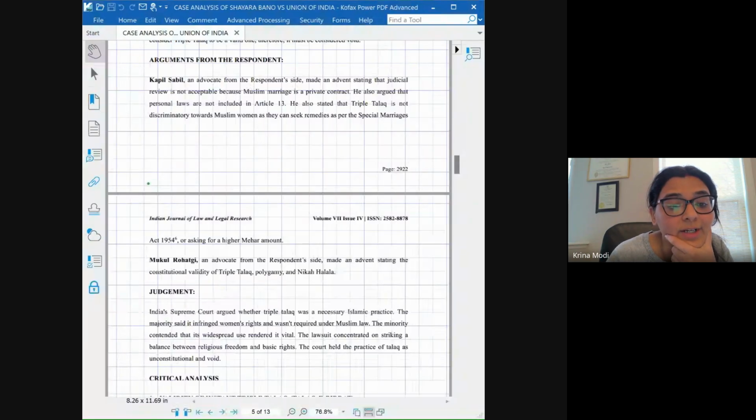He also argued that personal laws are not included in Article 13. He also stated that triple talaq is not discriminatory towards Muslim women as they seek remedies as per the Special Marriage Act, asking for a higher mahr amount. So this is their argument that this comes under the Special Marriage Act. There is a private contract, and since it's a private contract, it is not included in Article 13. There is also a critical analysis made here. Let's read that.